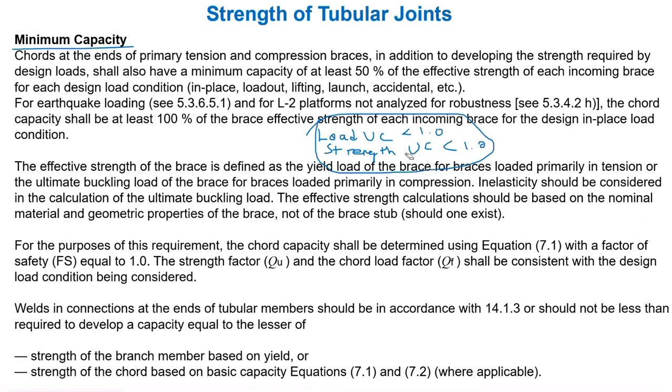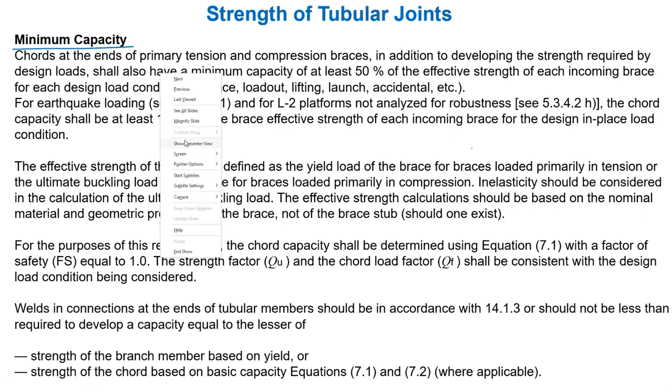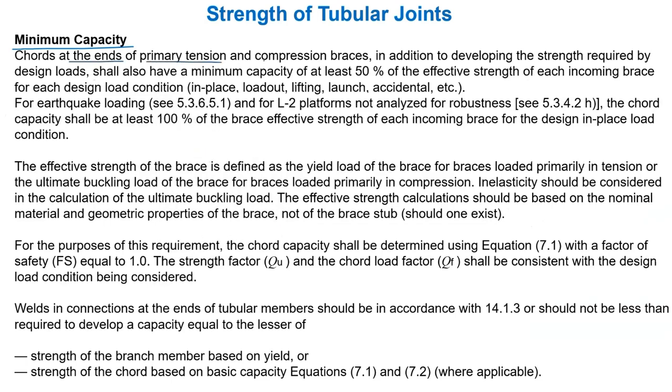So this strength UC is the one we are talking about here in the minimum capacity. If you see here, cans at the ends of primary tension and compression braces, in addition to developing the strength required by the design loads, shall also have the minimum capacity of at least 50% of the effective strength of each incoming brace for each design load condition: in-place, load out or lifting, launch, accidental.